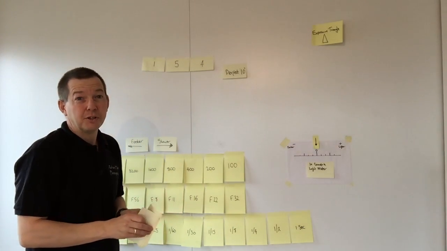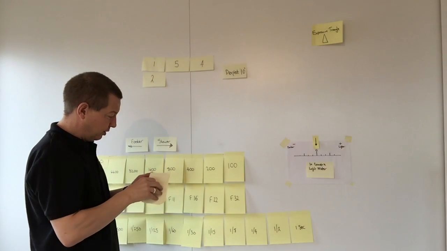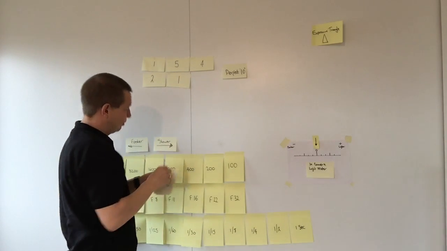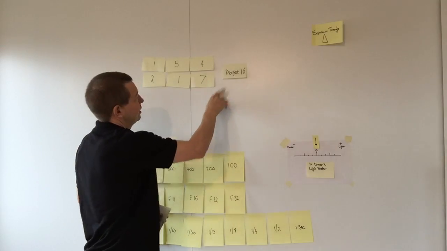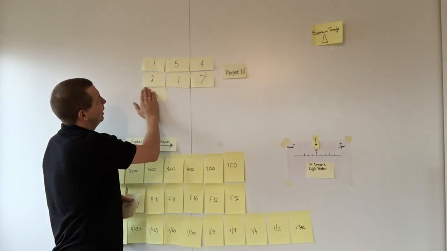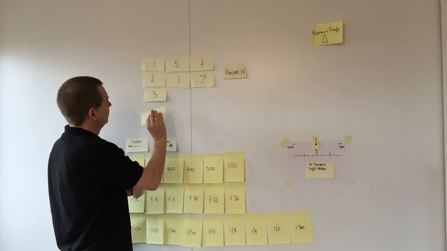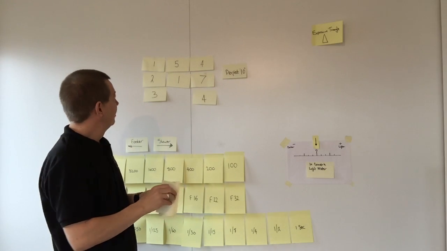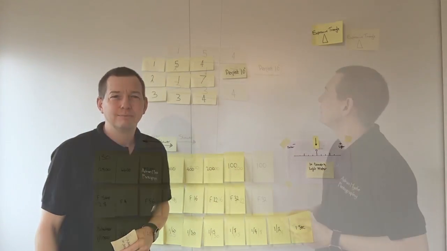I'm going to do 3 of these just to give you an example. So you have 2, 1, guess what the next one is going to be? 7. Make the perfect 10. We then have 3, 4, and 3. Also making a perfect 10.